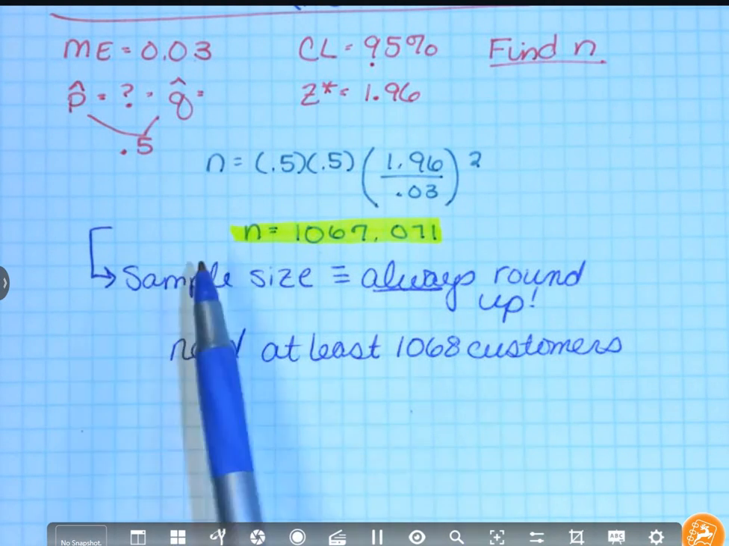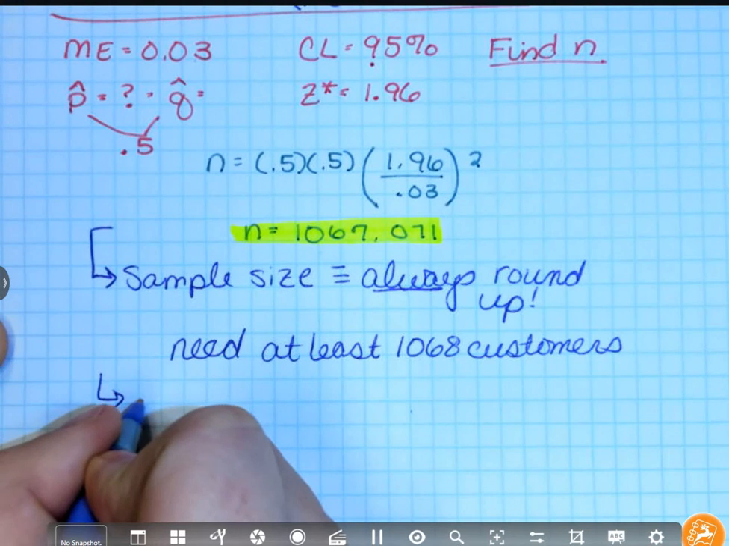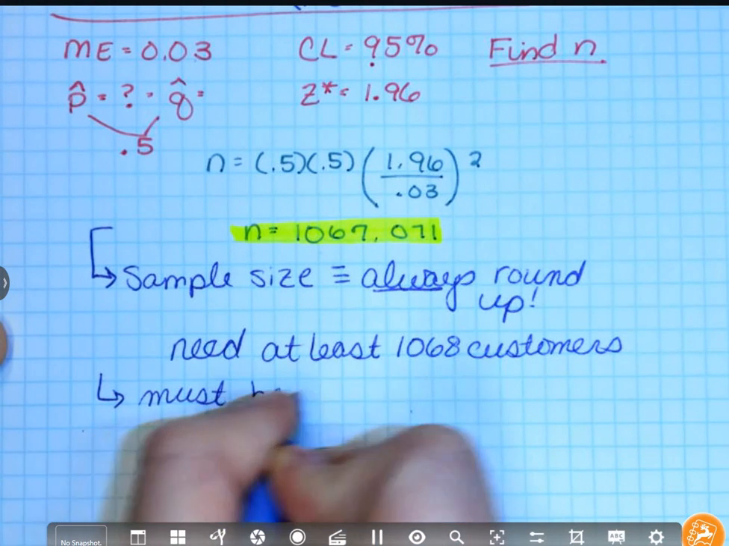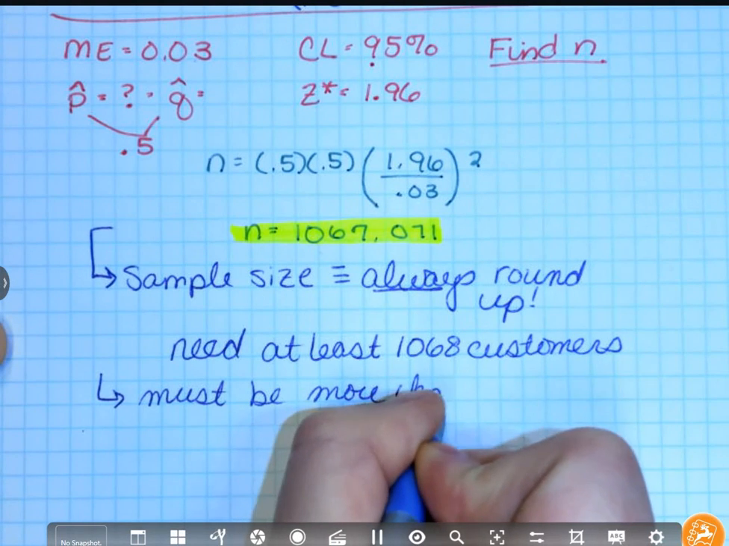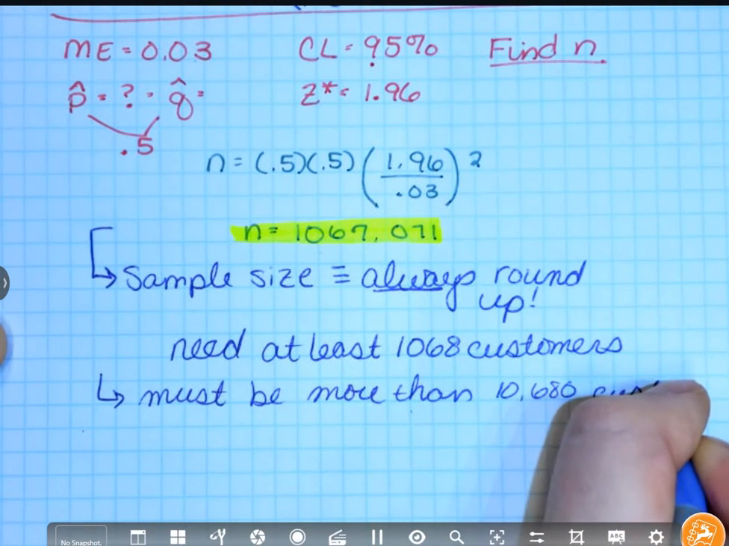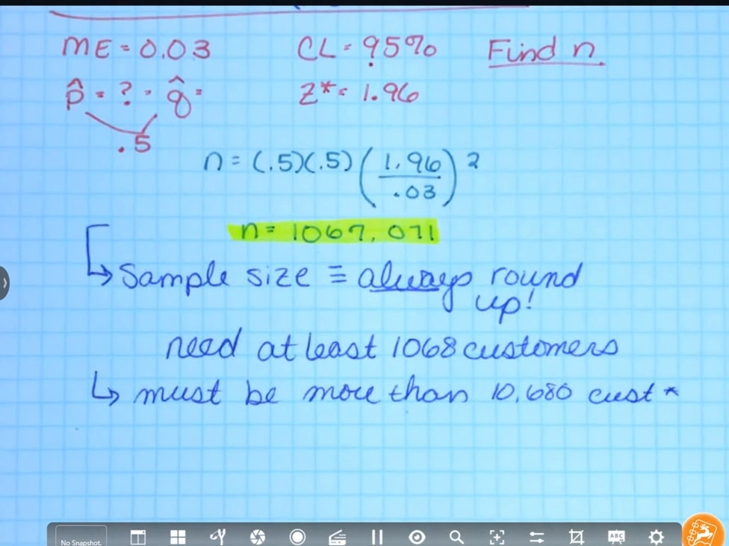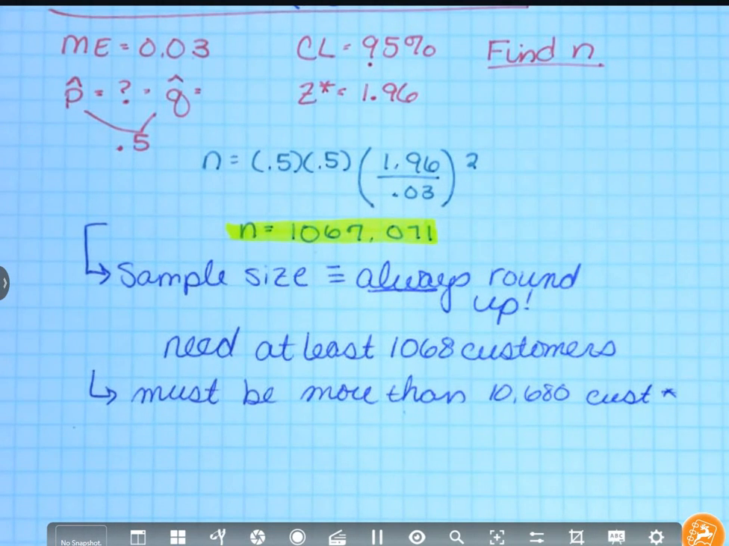But that also means that if I want to be within a 3% margin of error, if you think about it this way, there has to be more than 10,680 customers. Just as a little side note. So if my manager wants me to be within 3%, and I know that I only have 5,000 regular customers, can I meet that requirement? No, and sometimes that's the case. Sometimes they're going to say, I want you to do this. And you can say, well, that's nice. I can't. It cannot be done.